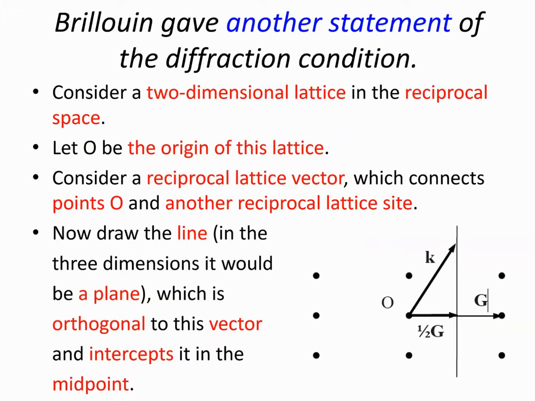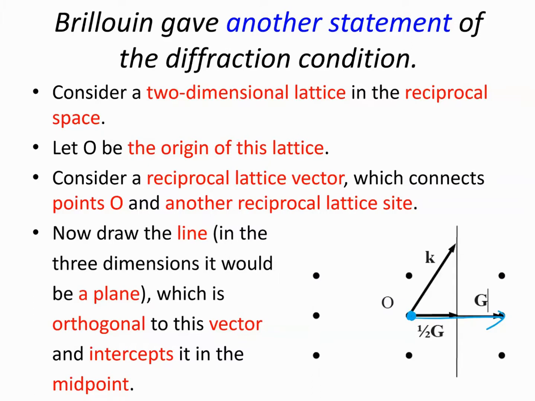Okay? So Brillouin, the scientist, gave another statement of the diffraction condition. He said you just consider a two-dimensional lattice in the reciprocal space. For example, this one, 2D reciprocal space. You consider this point O as the origin. Then we consider a reciprocal lattice vector which connects point O and another reciprocal lattice site. So maybe this one.